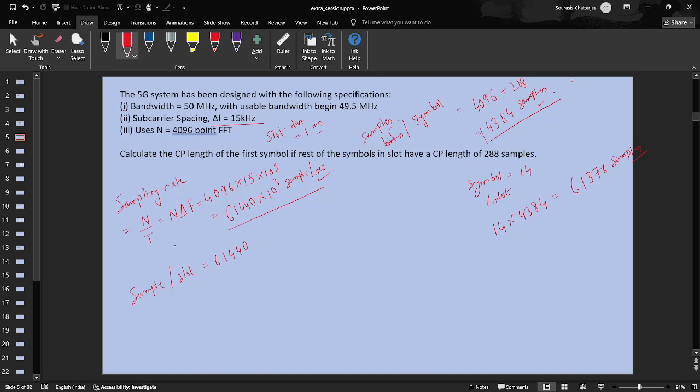So in a slot, according to the sampling rate, I am supposed to have 61,440 samples, but from this calculation I am getting 61,376. So what is the difference? 64 samples. And where does it go?